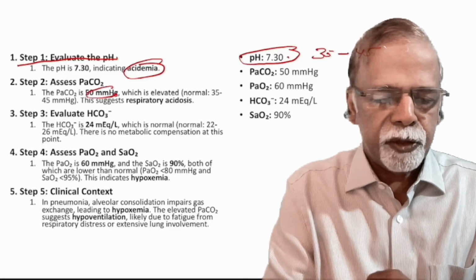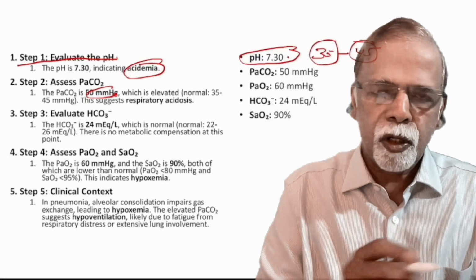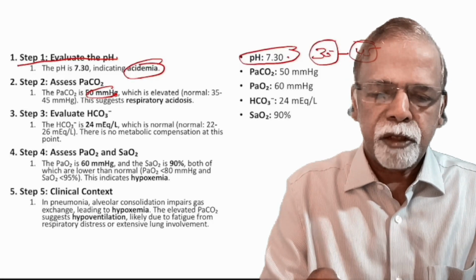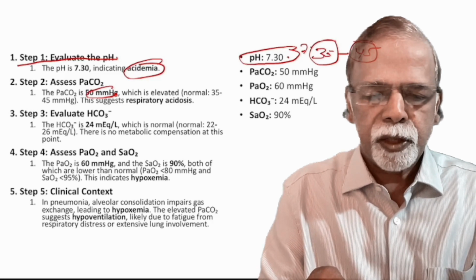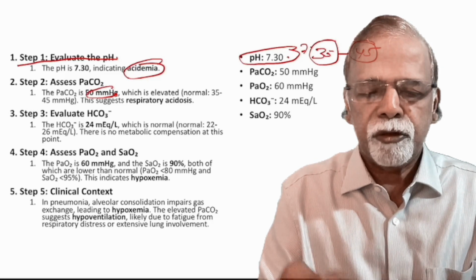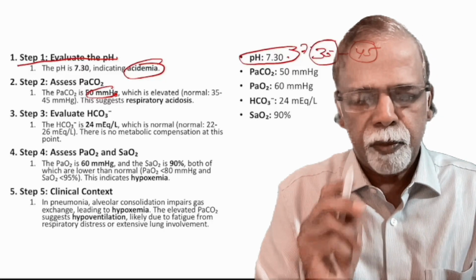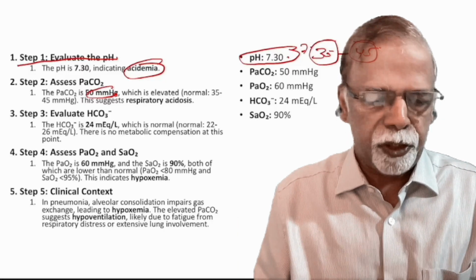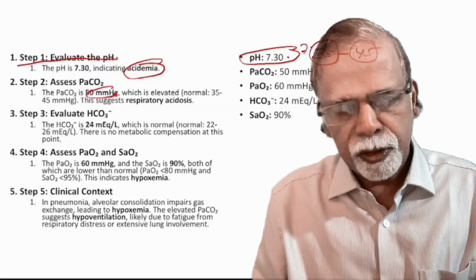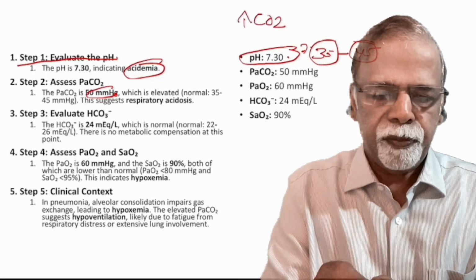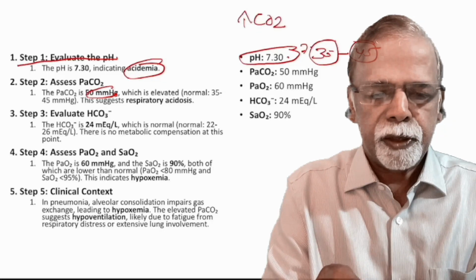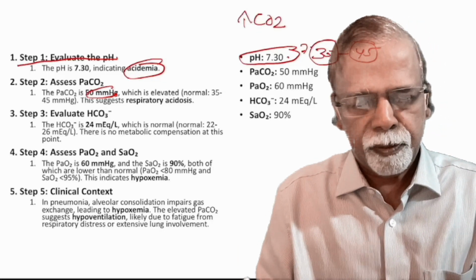Here the carbon dioxide is 50 millimeters. What's a normal? Easy to remember, 35 to 45. So the pH is 7.35 to 7.45 and the carbon dioxide is 35 to 45. So the carbon dioxide has increased. So you can say patient has got a hypercapnia. So increased carbon dioxide is called hypercapnia.